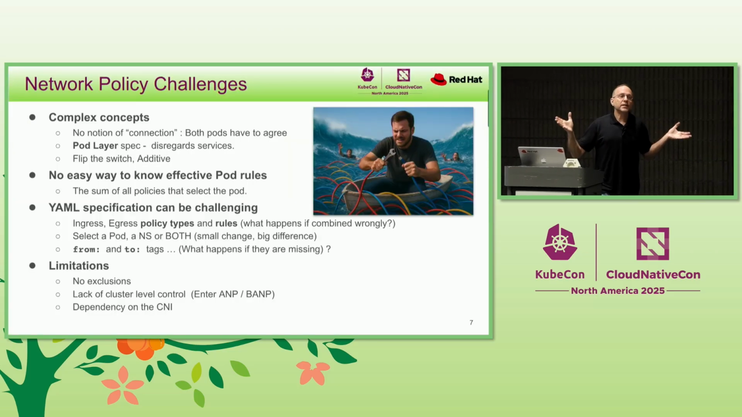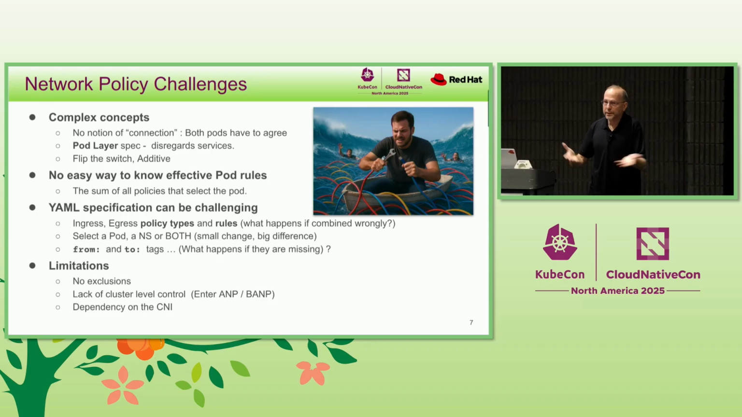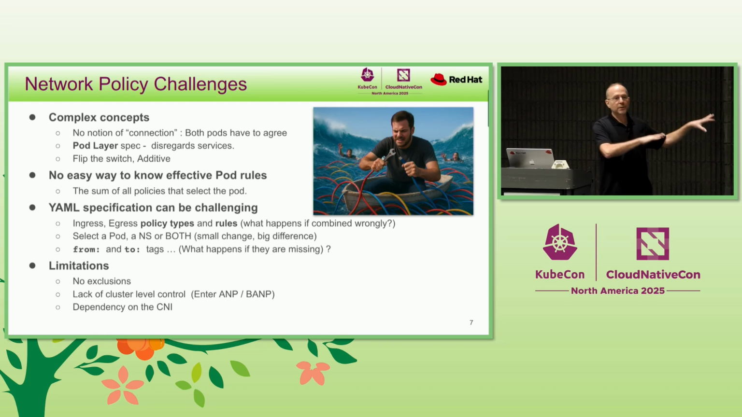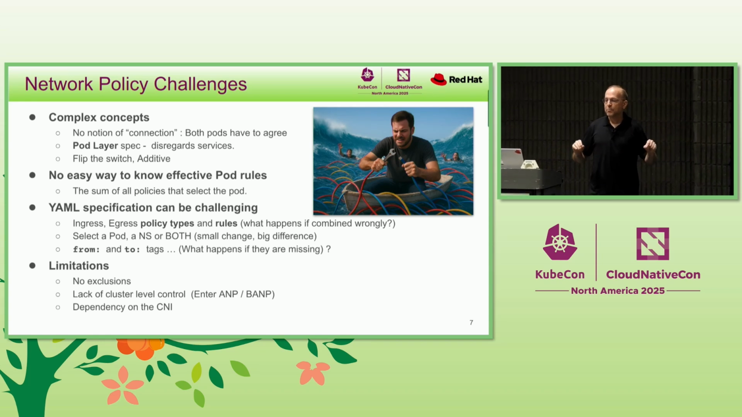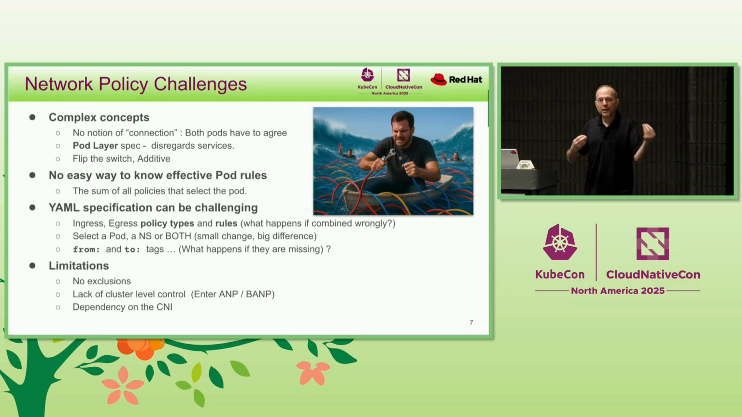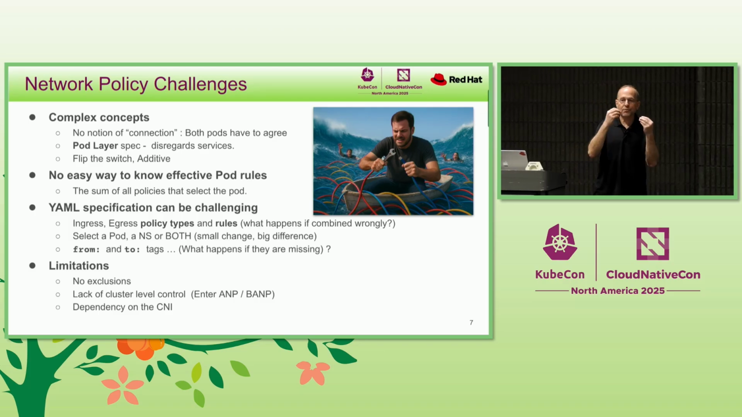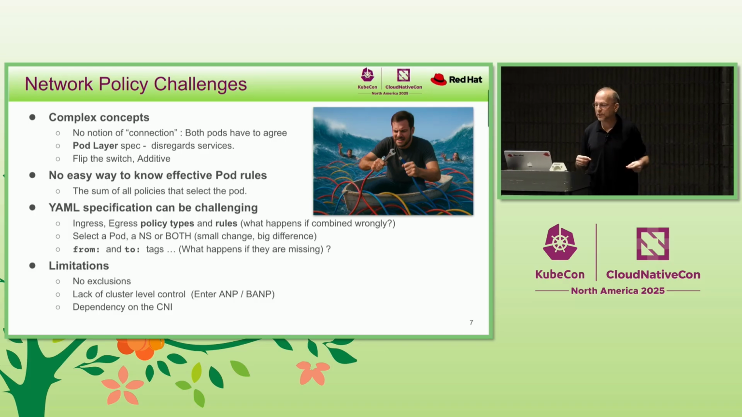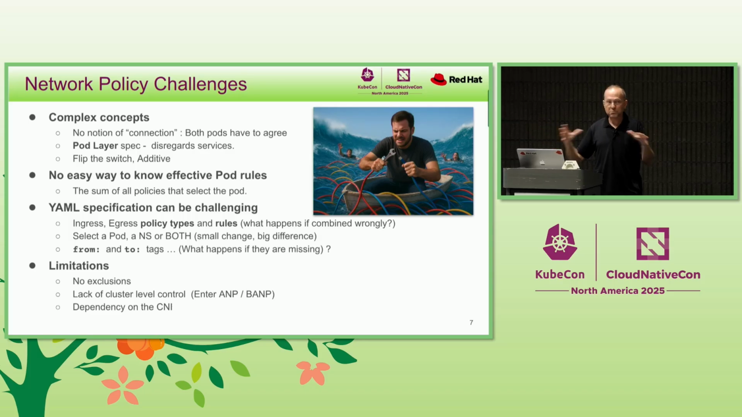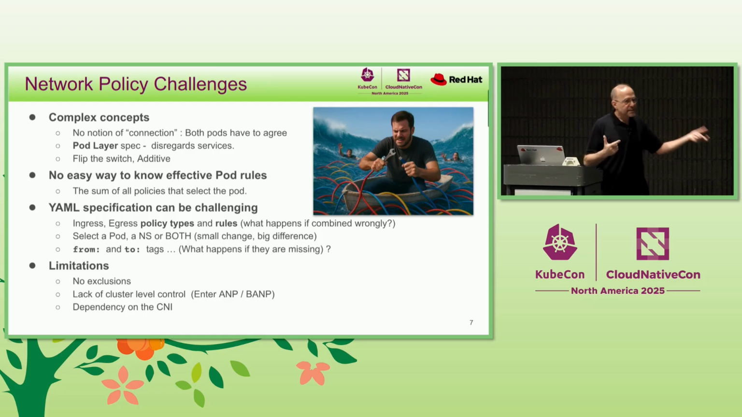It's easy to get lost without tooling, and there is no tooling built into Kubernetes or OpenShift for that matter. There is some tooling associated with other network plugins. But these are complex concepts, right? First of all, there's no notion of connection. We want to think about can A talk to B, but in order to allow that, the specification has to make sure that both sides agree to that communication. And it's at a pod layer. It completely ignores services. It doesn't care about services, which is something that we do think about. Flipping the switch, that scares people.